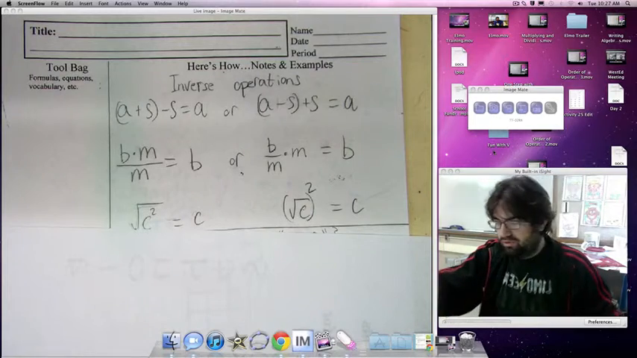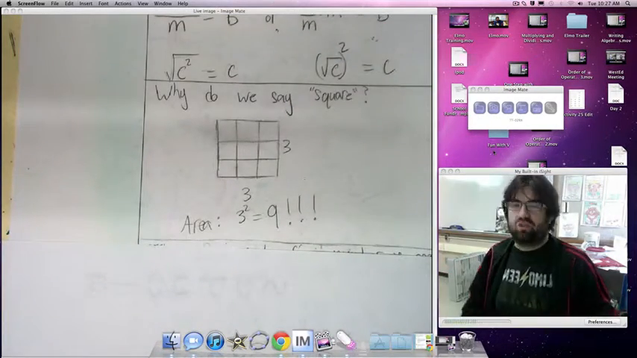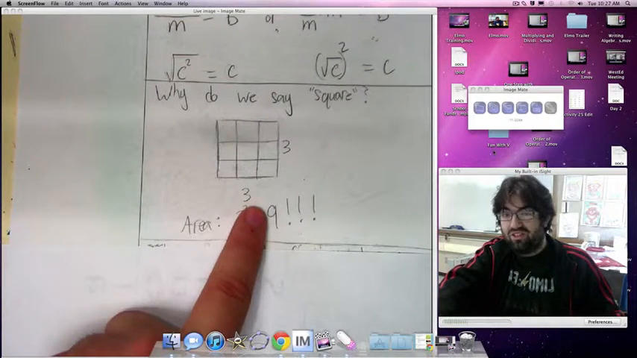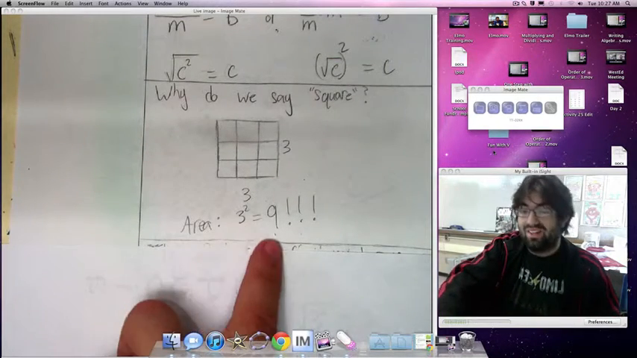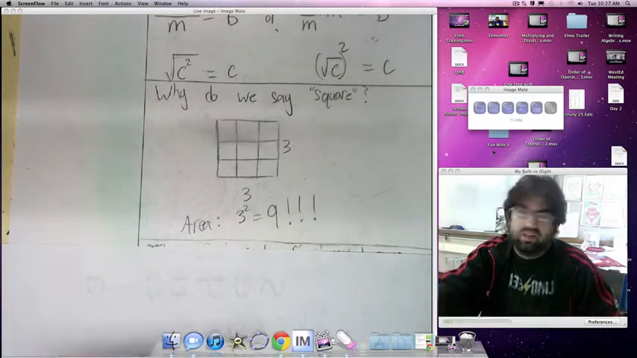New operation, square root. And a little bit of history. Why do we say square? Well, the area of a square is the same number times itself, right? Because a square is equal on both sides. So 3 squared is 9. That's why we say square.